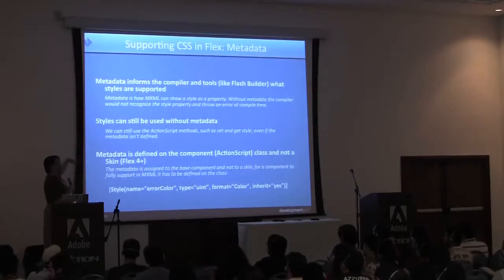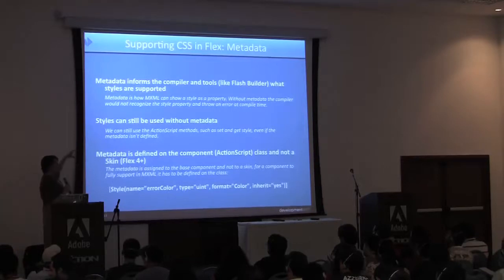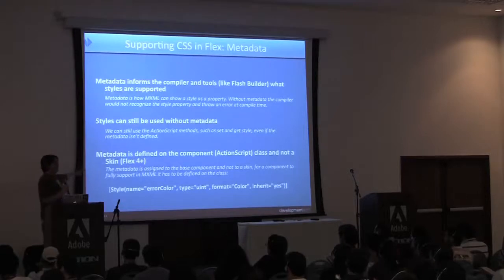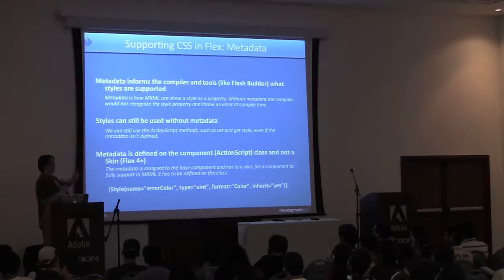This actually goes into our ActionScript. It goes on top of our class and marks up our class to say, here's how all the styles are applied. Now, what I recommend, if you want to see good examples of this, is open up the Flex SDK and look at the styling engine. Look at how Adobe has used styling metadata to expose that, because this is how we can inform the compiler that we can do it.